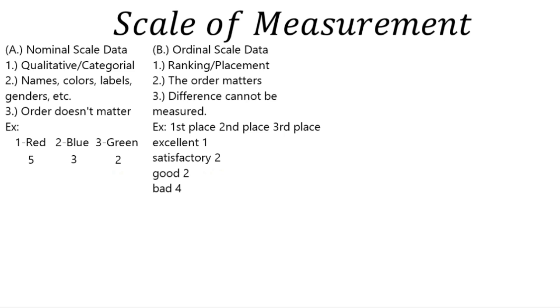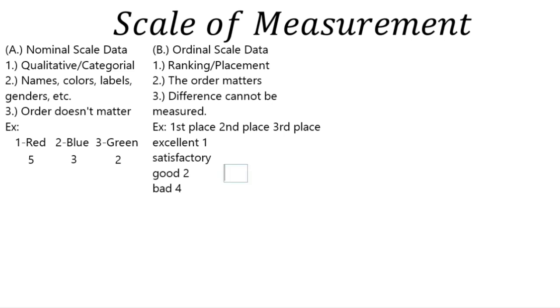Now let's talk about ordinal scale data. In the ordinal scale data, there will be ranking and placement. The order here does matter, but the difference cannot be measured. The example here is first place, second place, third place. As we can see, we have ranking and placement of any individual, and the order matters here, but the difference between them cannot be measured.